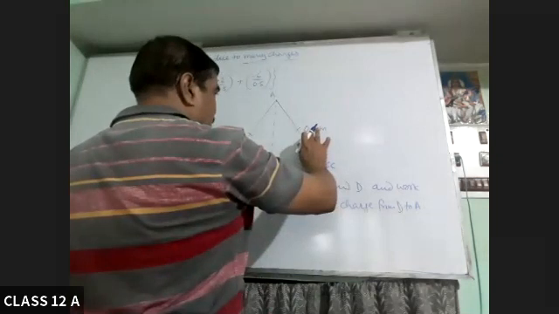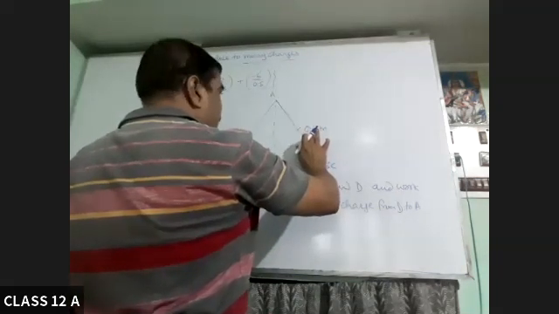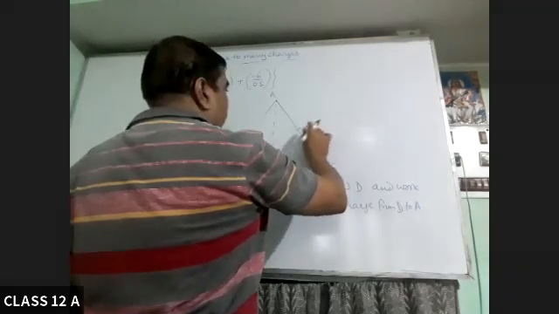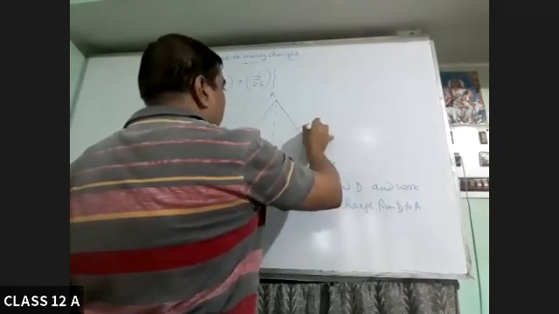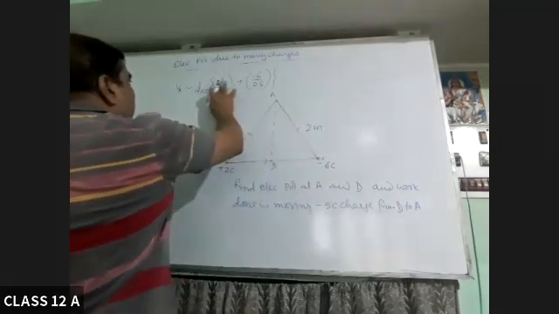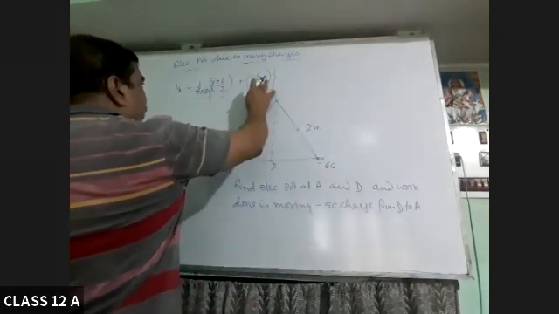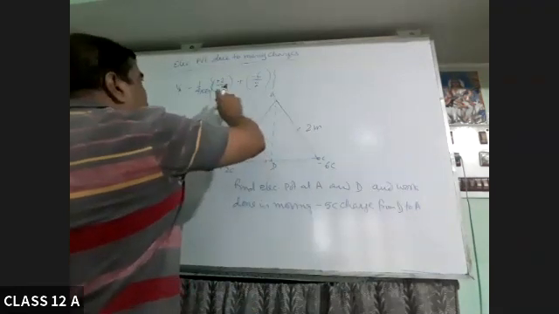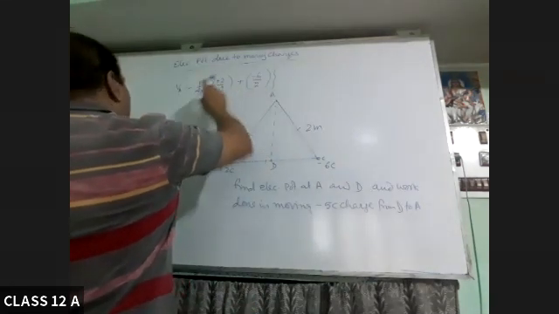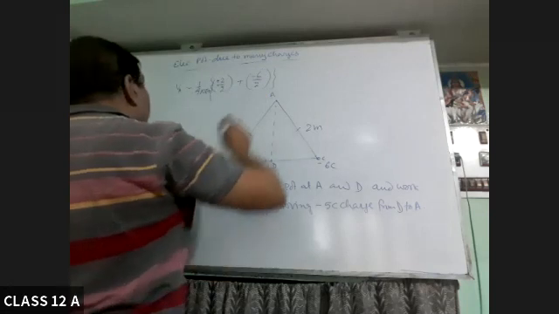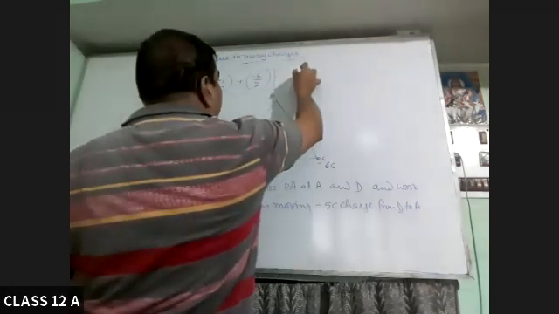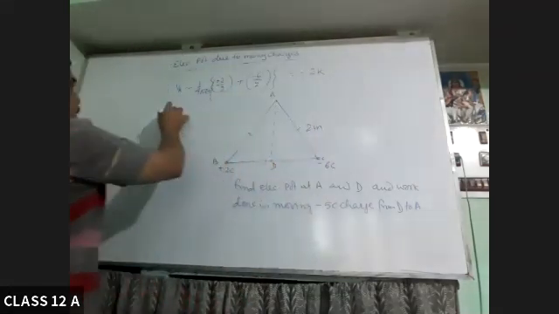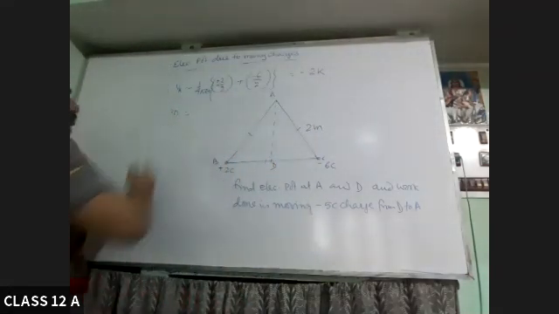Okay, make it 1 meter only, or you take 2 meter. Calculation will be easy otherwise. So it is minus 3 plus 1, minus 2. So it is minus 2k. Okay. Now potential at D.